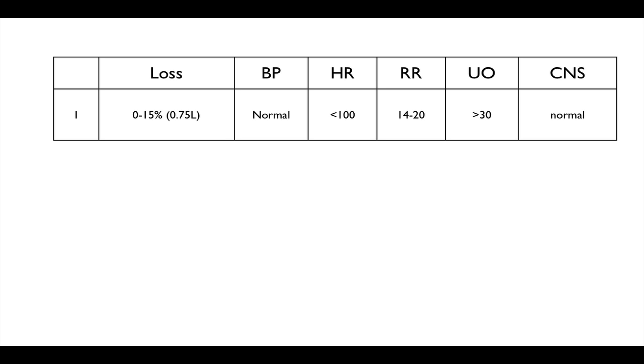Looking at shock, it can be classified in four main groups. Stage one is when you lose up to 15% of your blood volume, so 0.75 liters, and you usually have a normal blood pressure, a normal heart rate, and everything is usually pretty normal. You might have a mild bit of anxiety, but for the most part things will remain normal, though you could be slightly tachycardic.